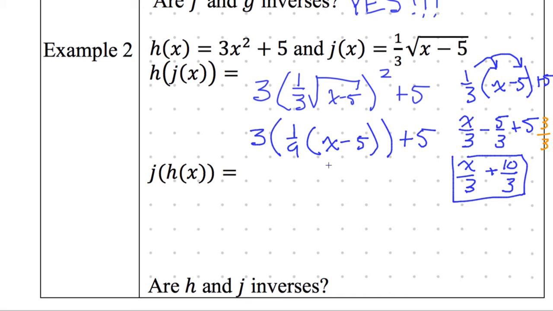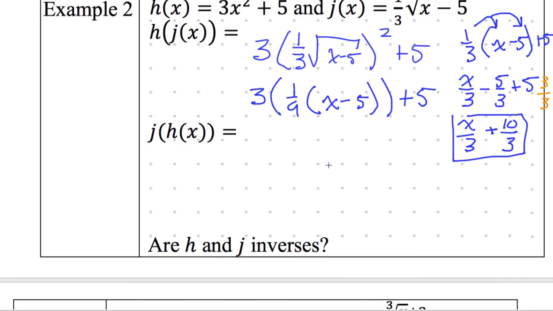We got this random other garbage thing. So h and j, are they inverses? No. And we don't even have to do the second one. The first one is enough. You should always get x in order to know it's an inverse.